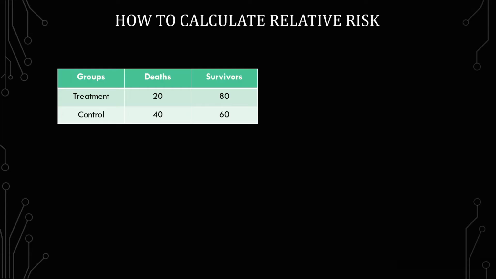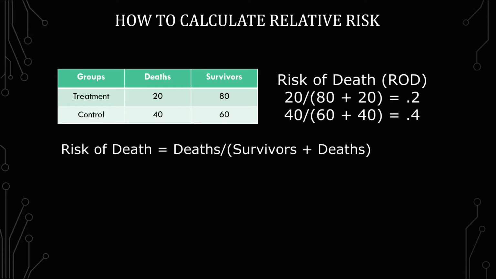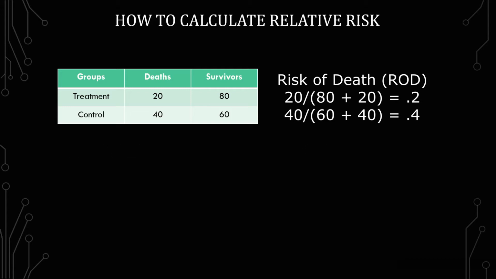The first thing we have to calculate is risk, and we're going to start with the treatment group. We're going to take deaths and divide it by survivors plus deaths. So deaths divided by the total. This gives us 0.2. For control, we have 40 over 100, because it's the exact same thing. There's 100 in both groups. What we have for the risk of death is 0.2 for treatment and 0.4 for control.